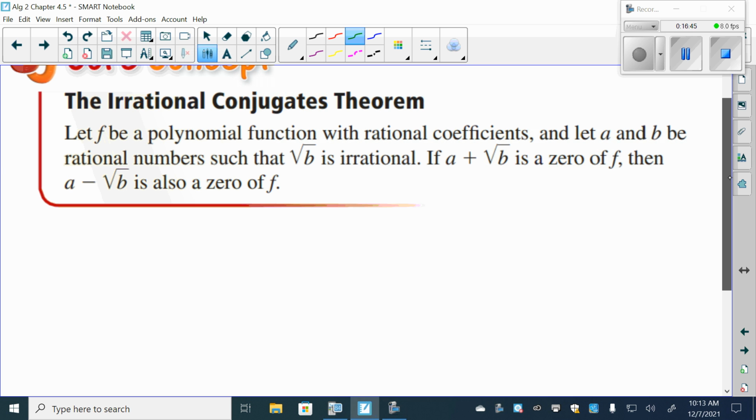Because think about it, all the ones that we've done so far, if I had a square root, we've had to have a positive and a negative of it. They always come in pairs. The same is true for our complex numbers. If I have a positive bi, I also have to have the negative bi. If we have one, we have to have the other.